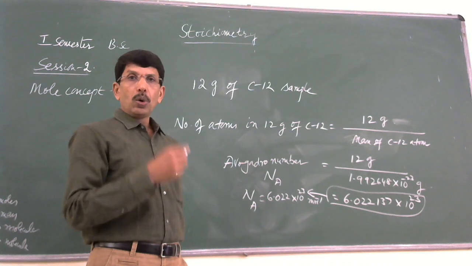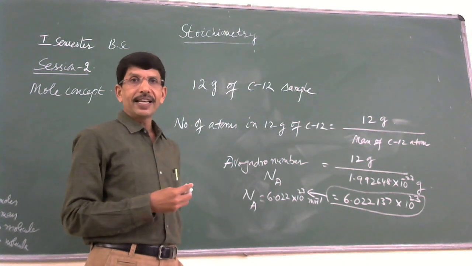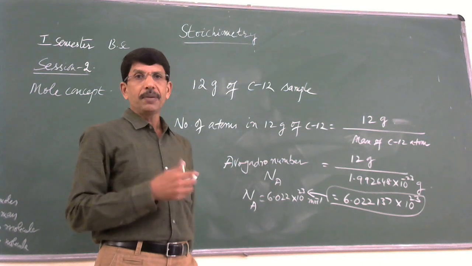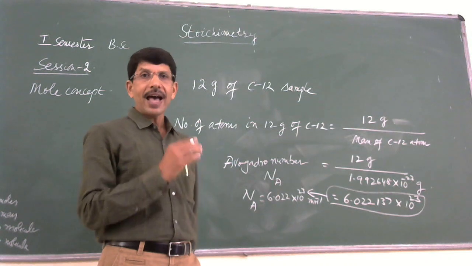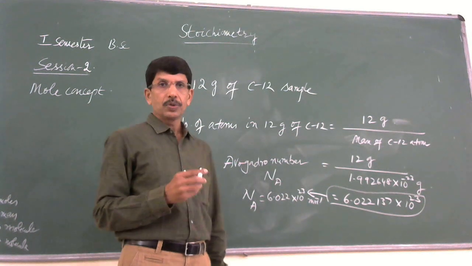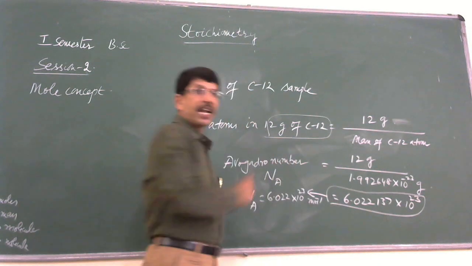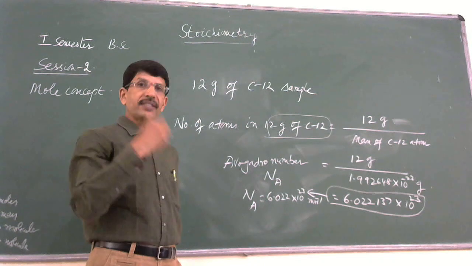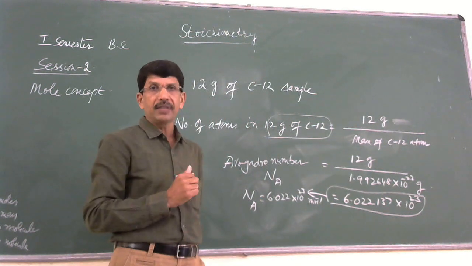So mole is defined as the amount of a substance containing as many atoms or molecules or ions or particles as there are atoms of carbon in 12 grams of C12 sample. So if you take a 12 grams C12 sample, how many carbon atoms are there in it? So in any substance, if there are this many particles, that amount we call 1 mole.